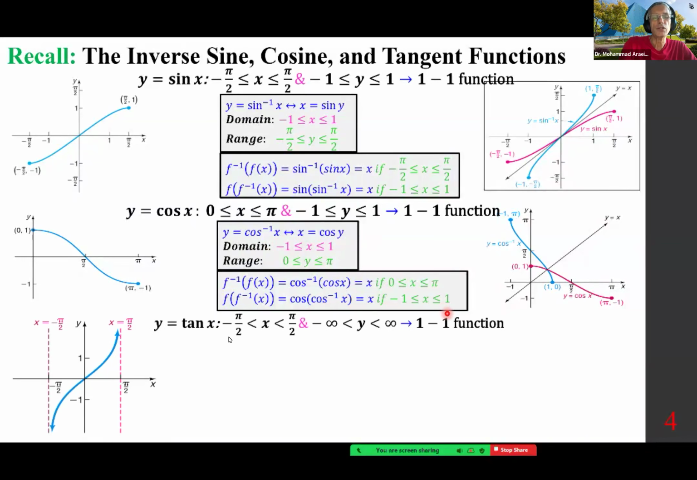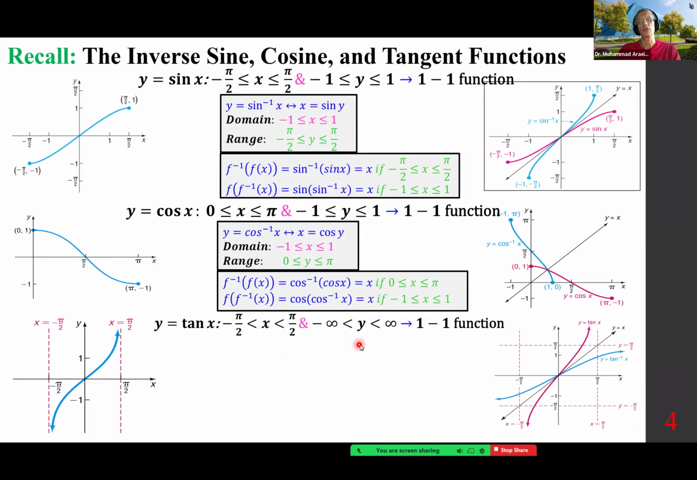In the case of tangent, again, not a one-to-one function. The restriction is similar to the restriction for the sine, except the sine, the endpoints are included. Tangent is not, because we have vertical asymptotes. And with this restriction it becomes a one-to-one function. And of course, the range is real numbers and the graph looks like that.